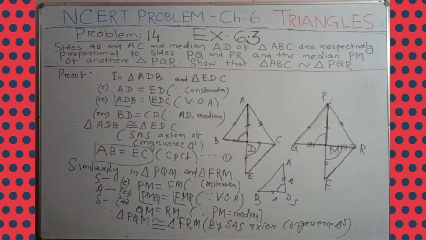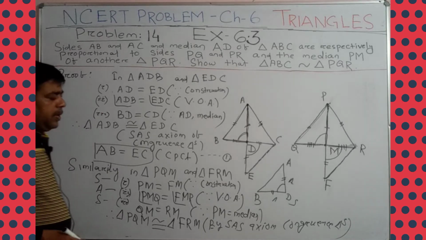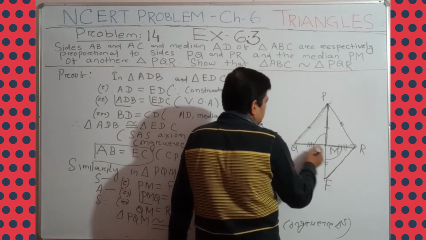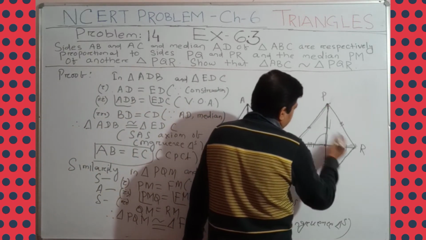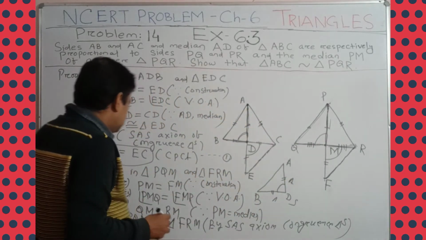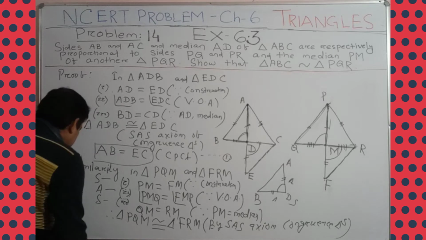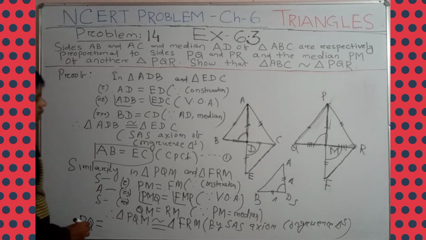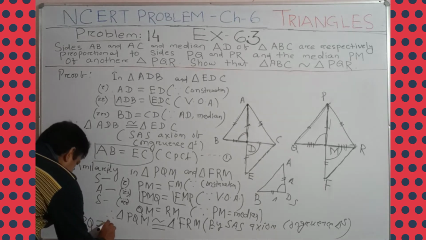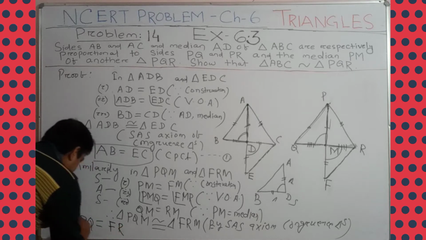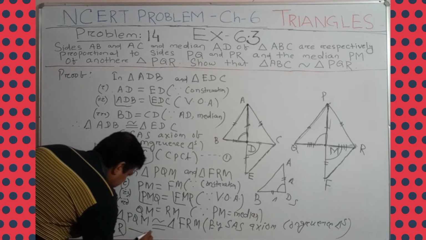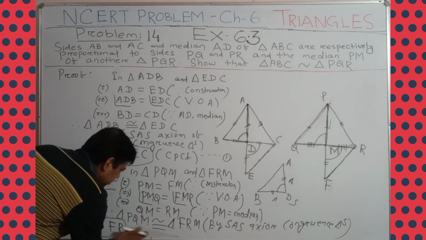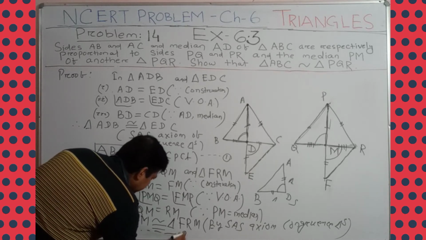Since triangle PQM is congruent to triangle FRM, their corresponding sides are equal. So PQ must be equal to FR. This is another important point you can notice here. Second point is that PQ is equal to FR. This is the second point. Is it clear?